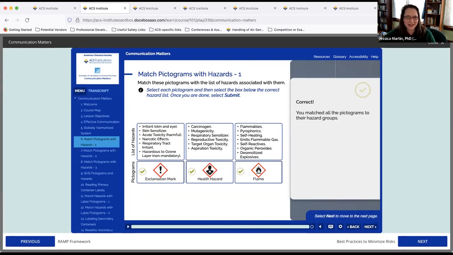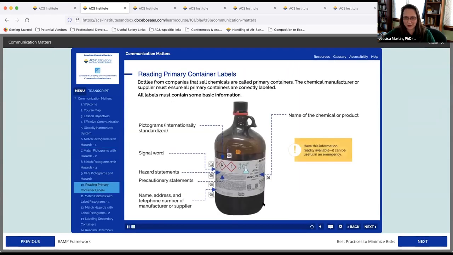Now, this activity is meant to get learners to look closely at the pictograms themselves, as well as gain an appreciation for the many hazards each of these pictograms represents. Later in this lesson, we introduce them to the labels on primary chemical containers. So not only do they get exposure to the pictograms again, but they also get exposure to signal words, hazard statements, and precautionary statements that are typically found on these labels.